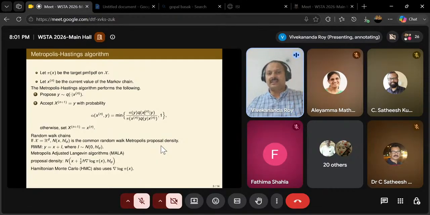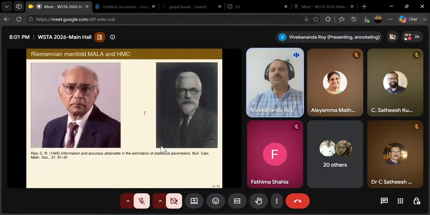All these algorithms that I mentioned do not use the properties of a density function. In particular, what do I mean? So here are two stalwarts. On the left, we have Sierra Rao, who left us in 2023, and on the right, we have R.A. Fisher.